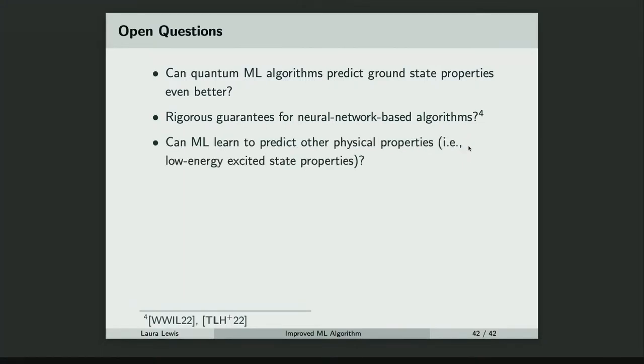Another question is, can we predict other physical properties, for example low energy excited states? And another one is whether we can generalize this work to any observable O. Before, O had to be the sum of geometrically local observables. Could we get rid of that assumption? I think the main part where we need it is with the norm inequality. That's a part I can identify where we definitely needed the assumption that O could be written as a sum of geometrically local observables, and we didn't really know how to prove it for general O.